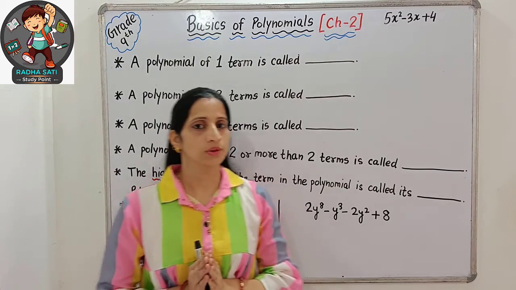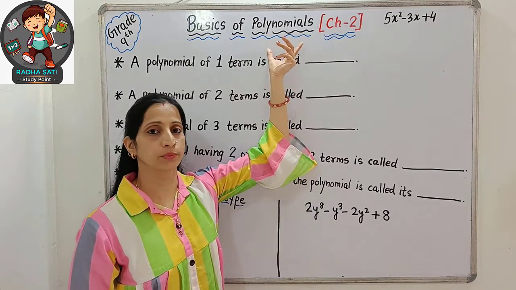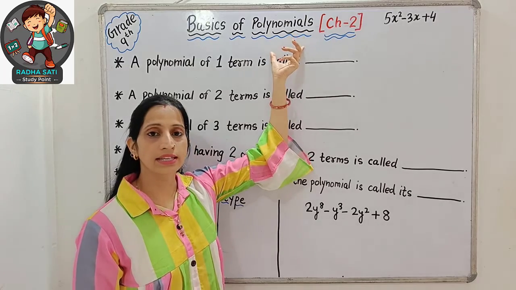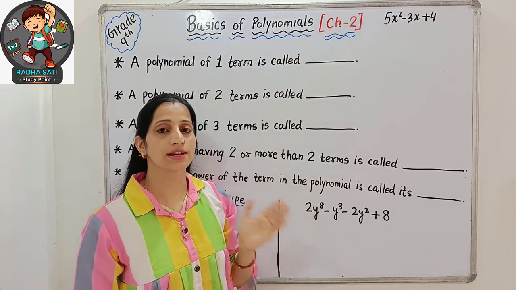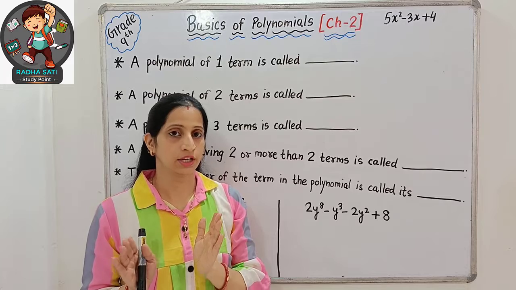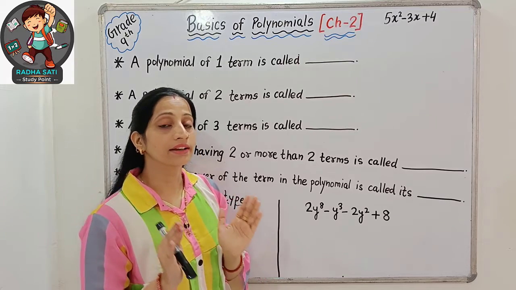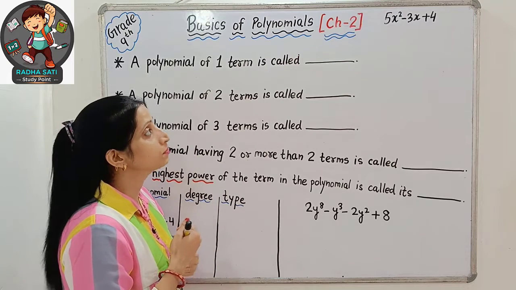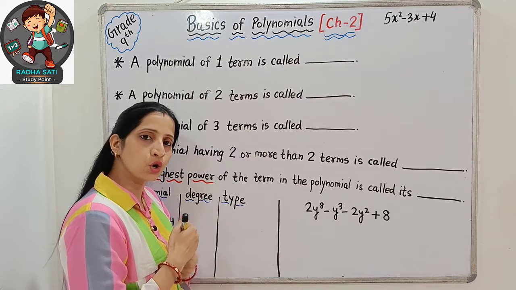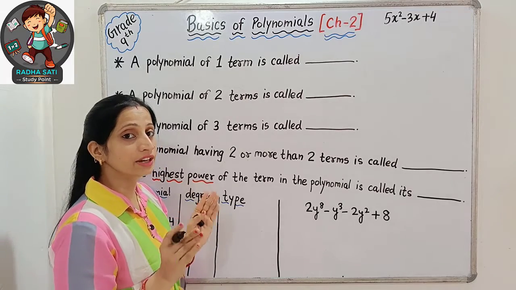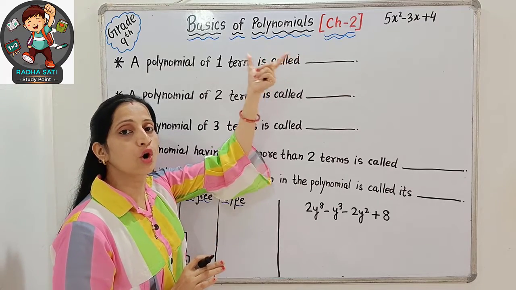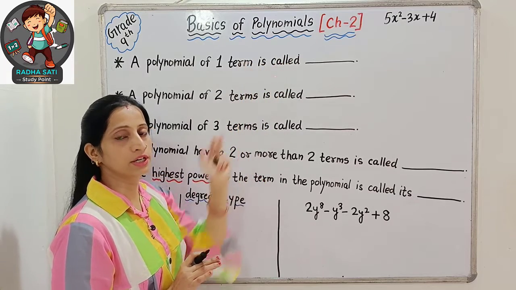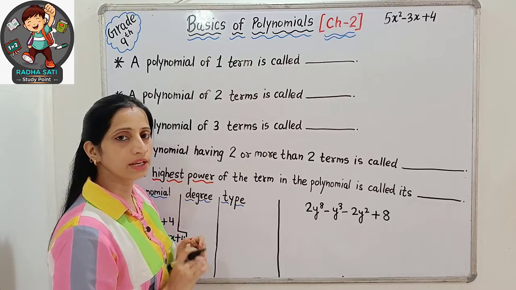Okay. So now let's begin with the definition of polynomials. That what is a polynomial? So it is an algebraic expression consisting of variables with non-negative integral powers. Okay, or in simple words we can say it is made up by variables, constants, coefficient, where the power of the term should always be positive. It should always be a whole number. It can never be negative.